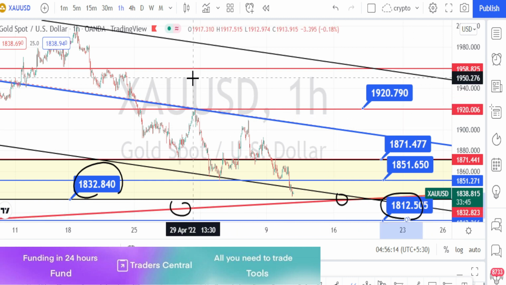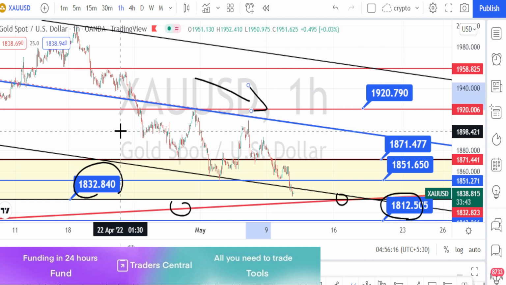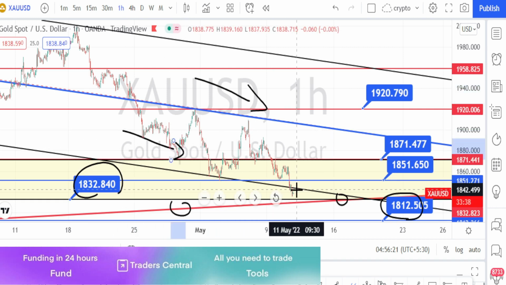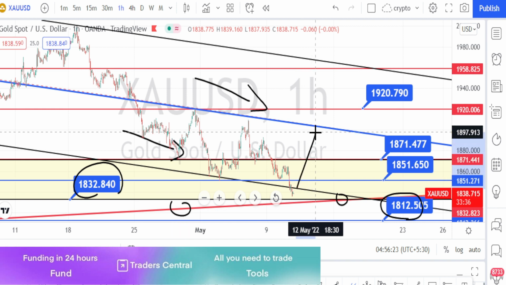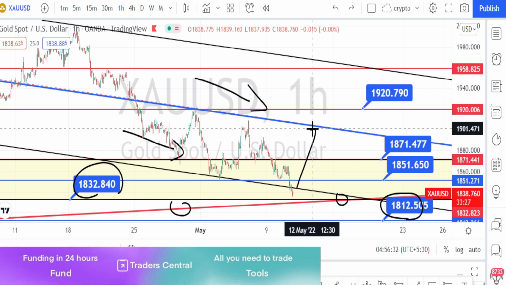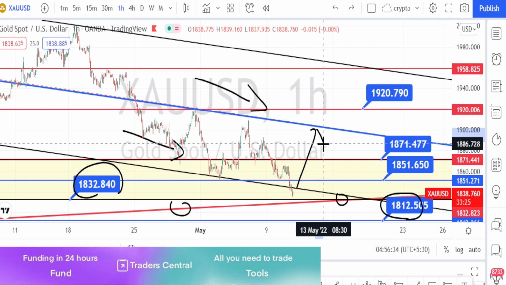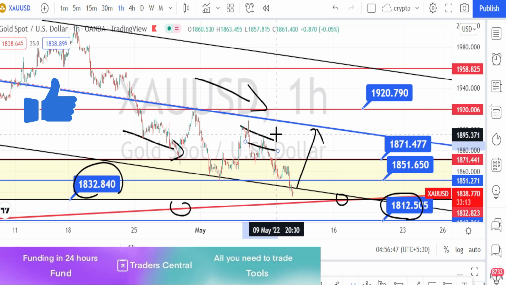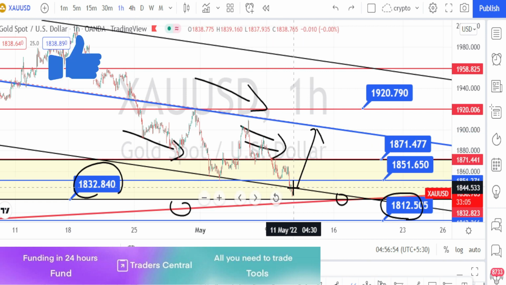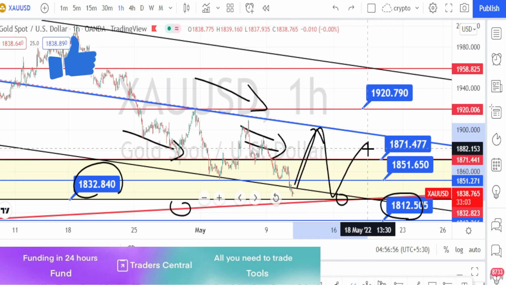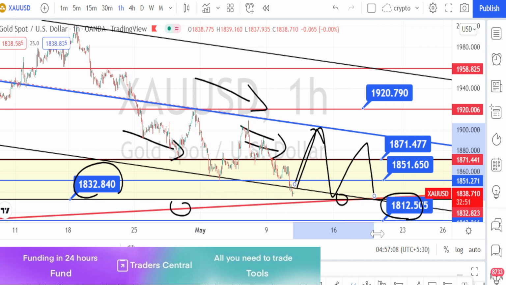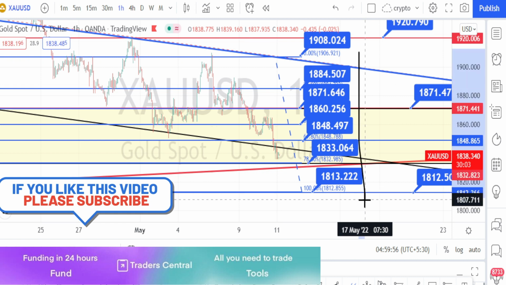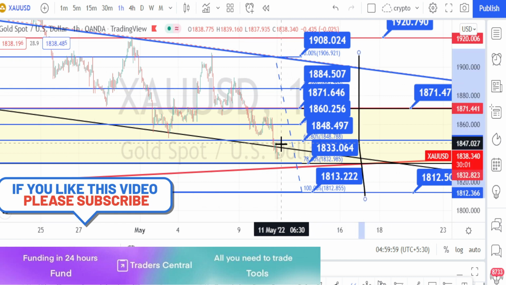But overall, when we look at the price action, it is still trading within this bearish channel pattern, and if the price action bounces back from this support level, we can expect it to retest the midline of the bearish channel pattern. As long as the price action is trading within this bearish channel pattern, we can expect the bearish trend to continue in the hourly time frame. Let us mark the support and resistance levels. So these are all the resistance and support levels in the hourly time frame.